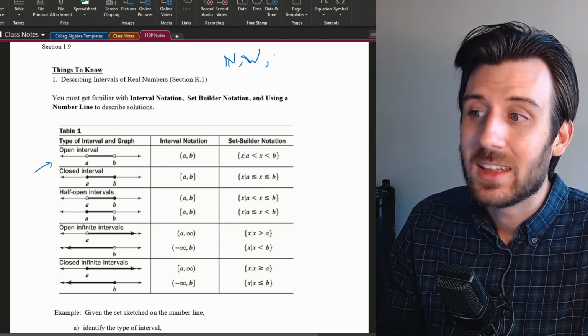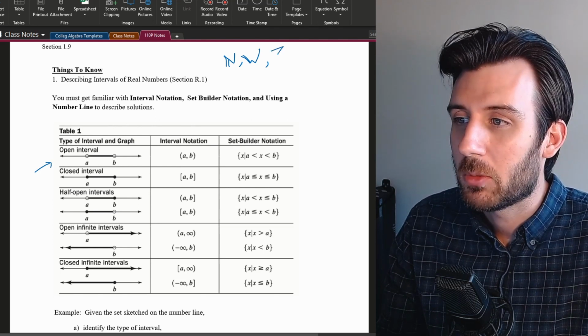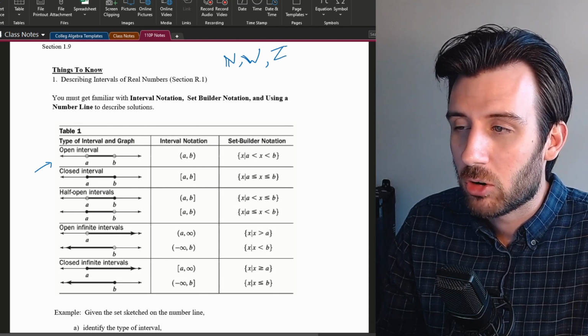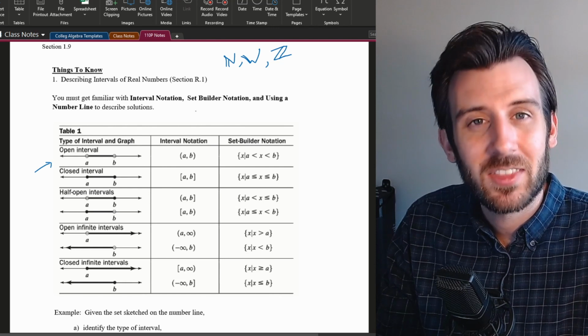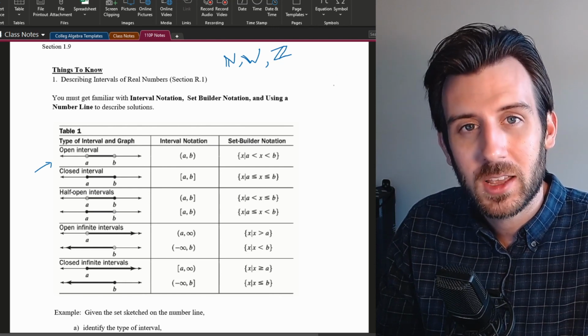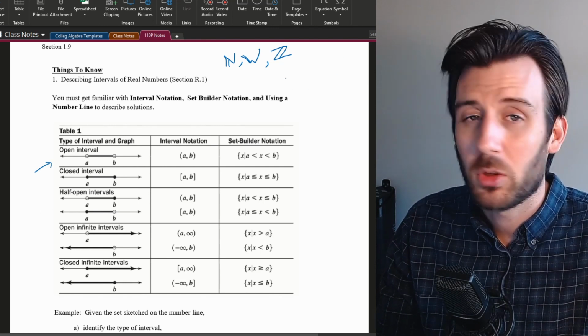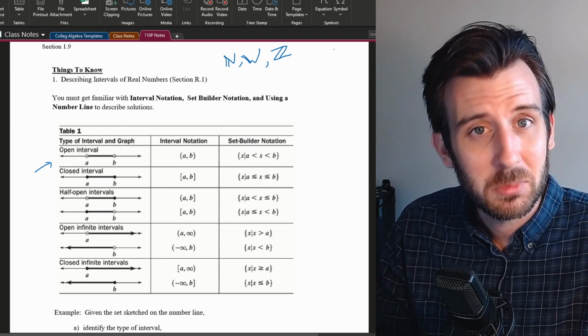You have your integers. Your integers are normally represented with a Z, and that's for the German word for numbers. But Z is going to be all of your whole numbers and then the negative versions of those as well. So your -1, -2, -3, as well as your -0, but that would obviously just be 0.